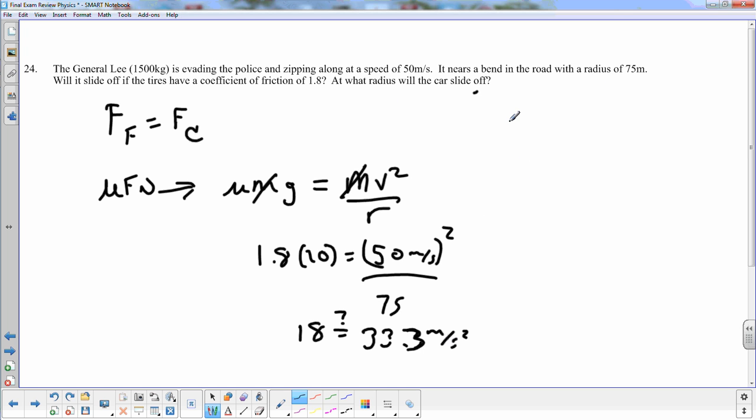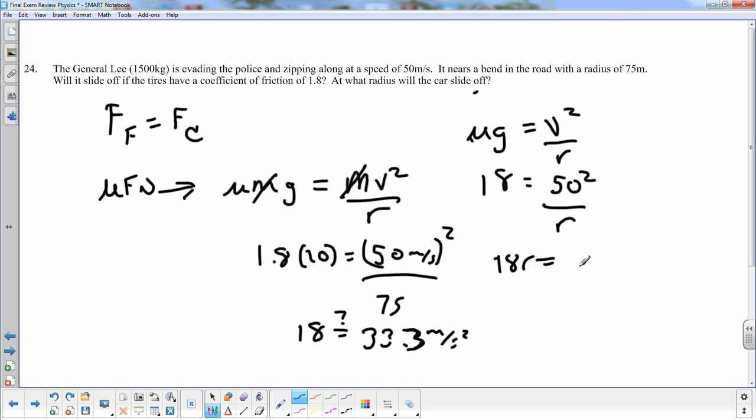So 50 squared divided by 18, that radius has to be 138.8 meters around, or in radius, in order for that car to not slide off with those tires on planet Earth with our gravity. Okay? And again, you could do this all by throwing the masses back in. The numbers will just get bigger, but the basic principle is the same.